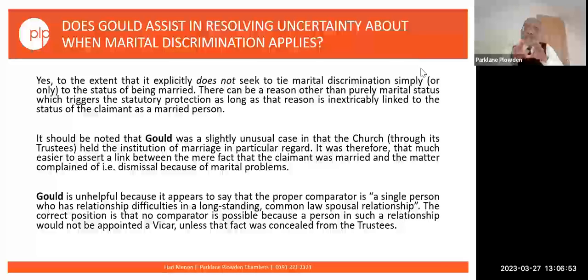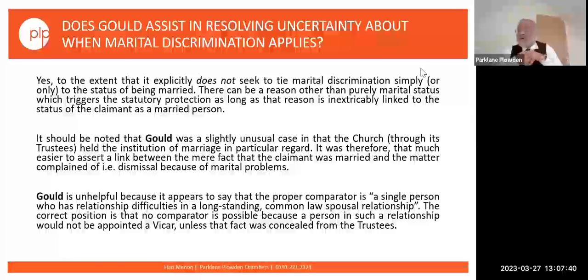Now, Mrs. Justice Simler rejected that, but what I think the Employment Appeal Tribunal overlooked was that the comparator that it chose could never exist in the context of this case, because this was a church. And had the trustees known that the Reverend Gould was in a common law relationship with somebody and cohabiting with someone who was not married, he wouldn't have got through the doors of the church. So this is one of these cases in which no comparator, it seems to me, is possible.